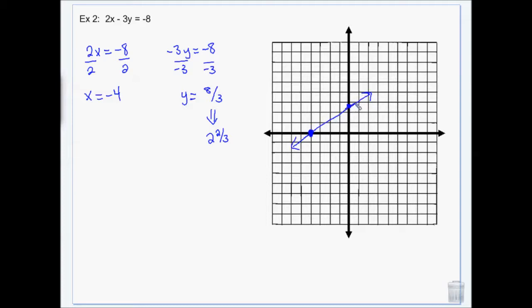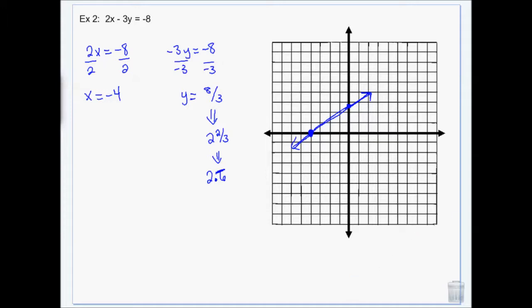Would it be the same if we just divided 8 by 3? Would I still get the same answer? Yeah, you get 2.6666 forever. You can put it in decimal form. But in any case, it's somewhere between the 2 and the 3, so it's not as nice. You can still do it, it's just not as nice.